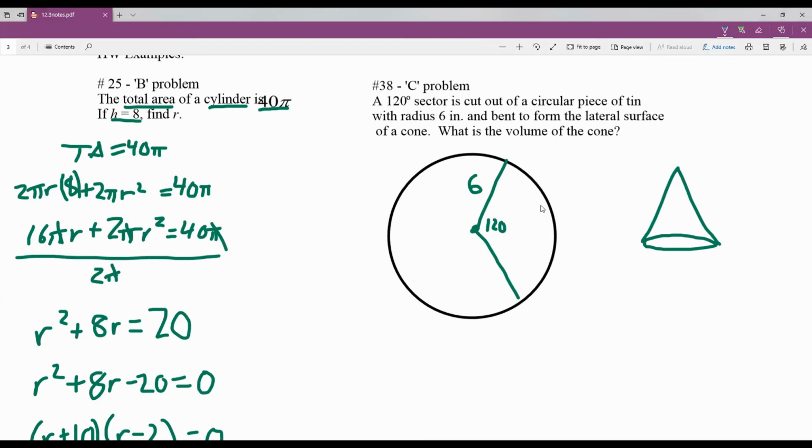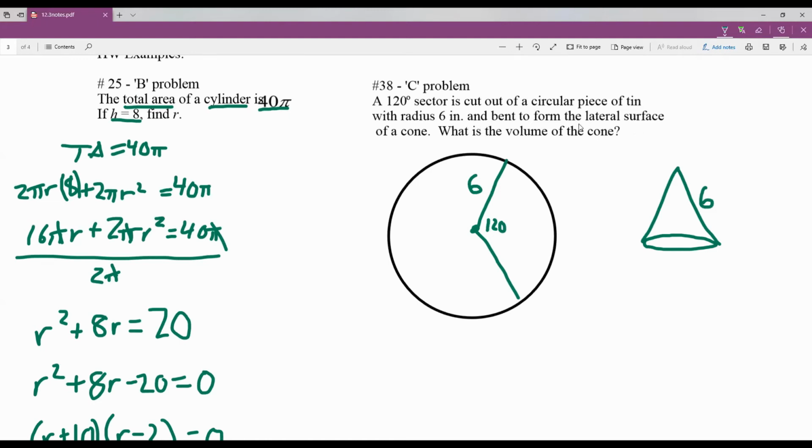So we're going to take this, turn it into a cone. All right. If we do that, what does this 6 become? Well, this 6 becomes our slant height. Okay. And from this information, we need to figure out some more stuff.